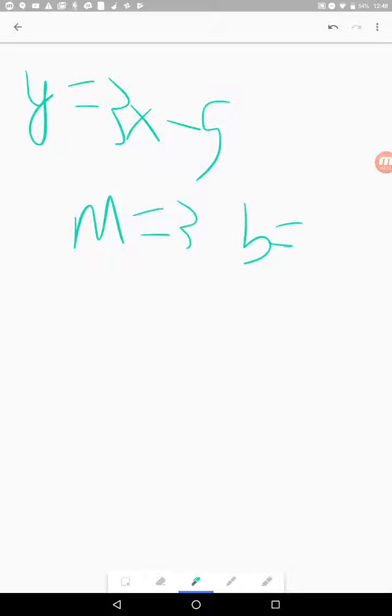And our y-intercept is at 0, negative 5. The reason being is that there's a negative attached to the 5, so you must include that negative with it. 0, negative 5 is your y-intercept.